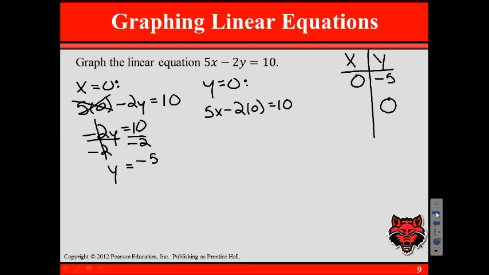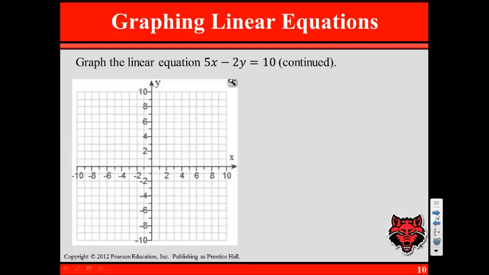2 times 0 is 0. And anytime we have a 0 next to a quantity or being added or subtracted to a number, it's not going to change the other number. We bring down what remains. We have 5x equals 10. Let's divide both sides by 5. On the left side, the 5's cancel, and we have x equals 2. So we now have 2 ordered pairs, 0, -5, and 2, 0.